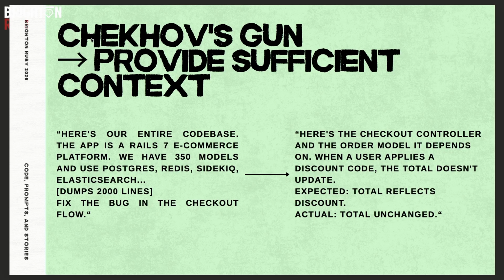With Chekhov's gun, we need to provide sufficient context. We need to provide very specific information that will lead us to the specific result that we intend to get. You don't need to dump the whole code base into the prompt. You will run out of context window, and it will get you worse results. If you specify exactly which parts of the code are relevant to your task, it will give you better responses because it only uses the information that is relevant for this specific prompt.